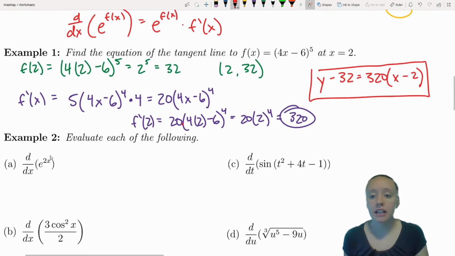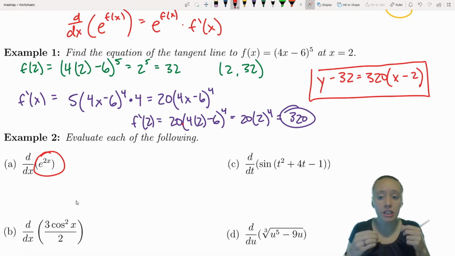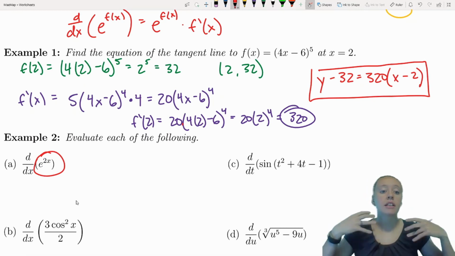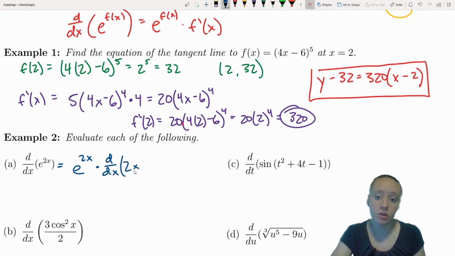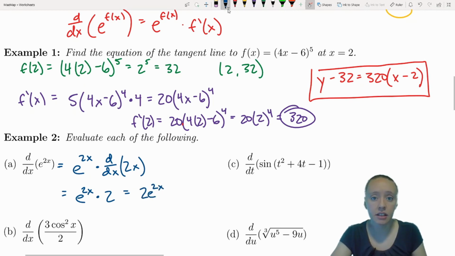Now remember, taking the derivative of e to some function of x is e to that function times the derivative of that function. So taking the derivative of e to the 2x, that's going to be e to the 2x times the derivative of 2x. So that's going to give me e to the 2x times 2, or a more common way of writing this is 2e to the 2x. That's my derivative in part A.